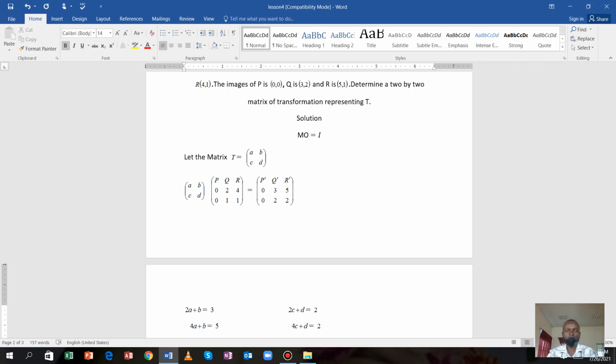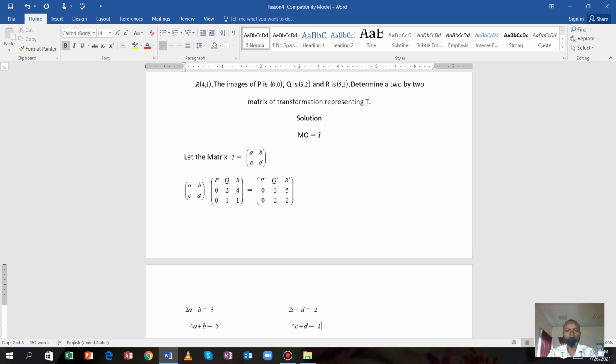It can be of other letters, but avoid letters like S. Sometimes you may think it is 5. Avoid letters like O, which looks like a 0. So use A, B, C, D anyway. So remember, I'm following the format M times object is equal to image. So what's the matrix? It is A, B, C, D. I'm multiplying it by the object. The object is PQR, which is (0,0), (2,1), (4,1). So I'm going to get the image.